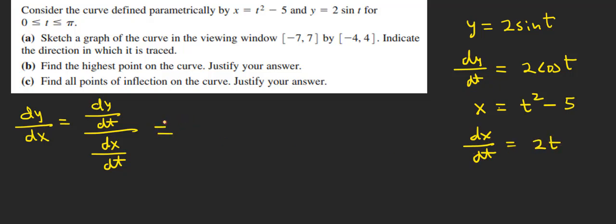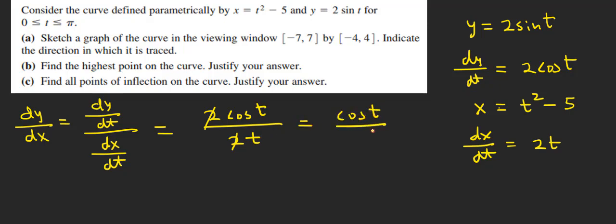Therefore, dy over dx is equal to 2 cosine of t over 2t, and 2 cancels out. You end up getting cosine of t over t. That is the dy over dx for this parametric.